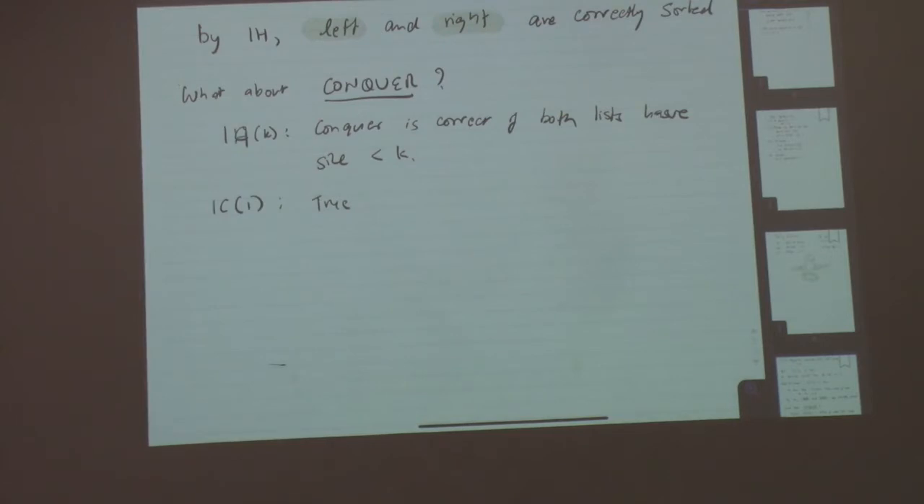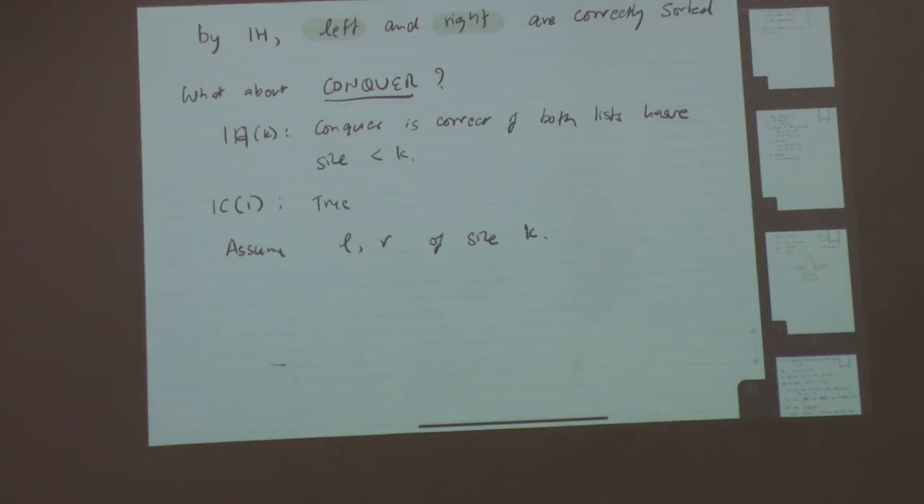Let's say we have to show that this is true for size k. So assume I have left and right lists of size k. What's the first thing we do? We look at the first elements of left and right. They're both sorted, so one of them has to be the smallest element in the final list. We compare them and put that one in. So that first step is correct. You put the smallest element in.